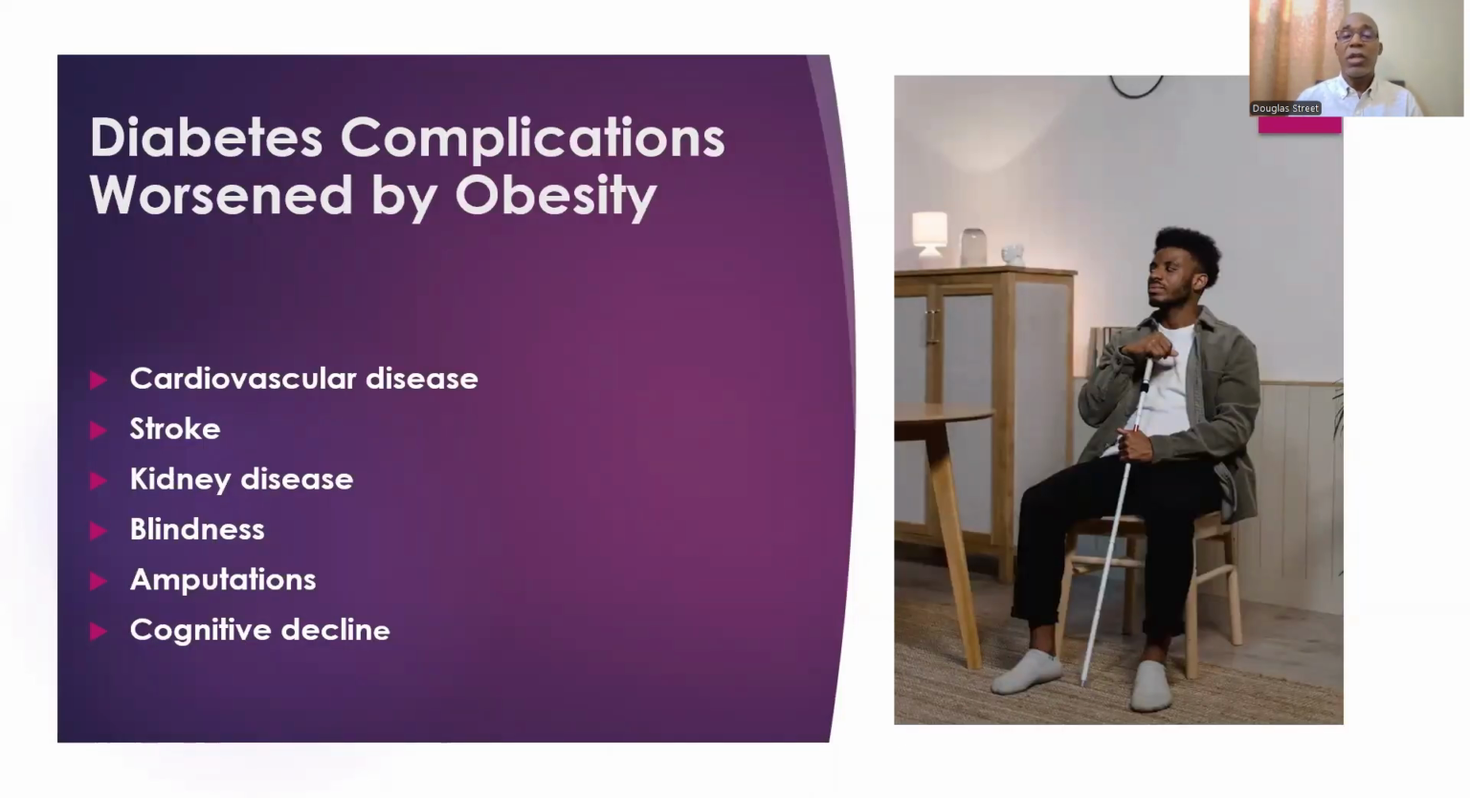Some of the complications that are caused by diabetes are worsened when you are obese, and these include cardiovascular disease like heart attacks and strokes and so on. And you have kidney disease, kidney failure in particular, blindness, which is caused by damage to the retina by the diabetes, and of course there are other mechanisms through which it happens. Amputations are more likely in a person who is an obese diabetic, and there's greater cognitive decline, and of course this can lead to dementia, especially Alzheimer's disease.